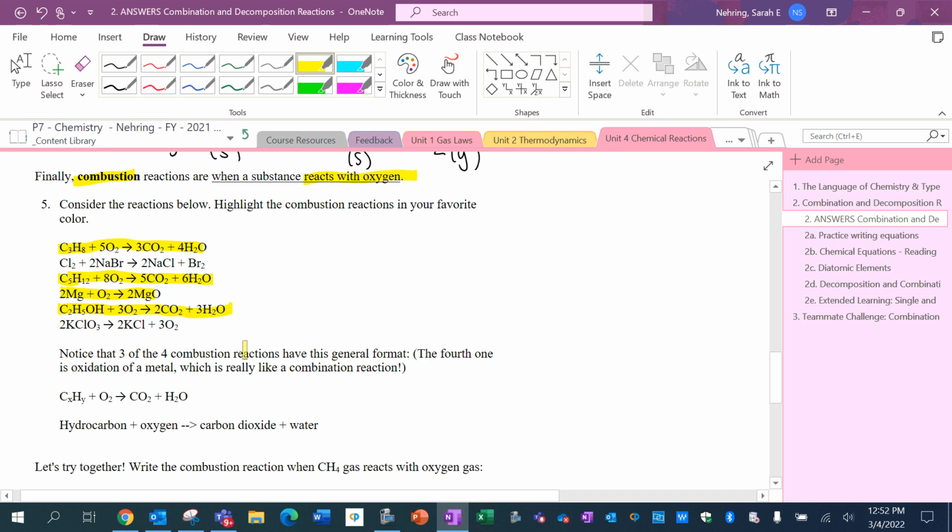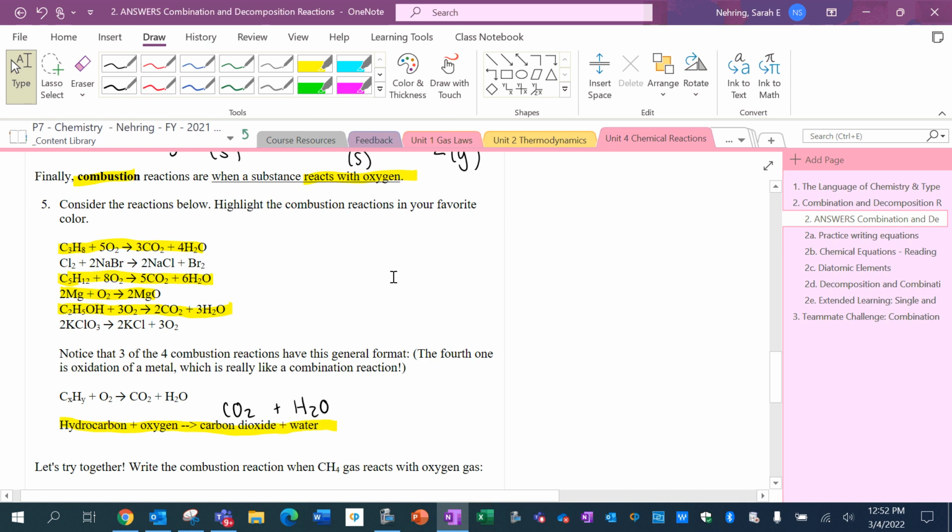Three of the 4 reactions follow this general format where you have a hydrocarbon, meaning something that contains carbon and hydrogen, reacting with oxygen, and the products are CO2 and H2O. That is common for combustion reactions. When you think of burning wood, paper, or propane, it's going to follow this general format. We're making carbon dioxide and water.